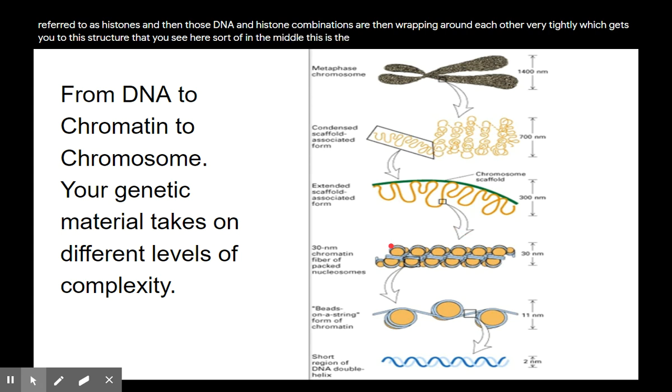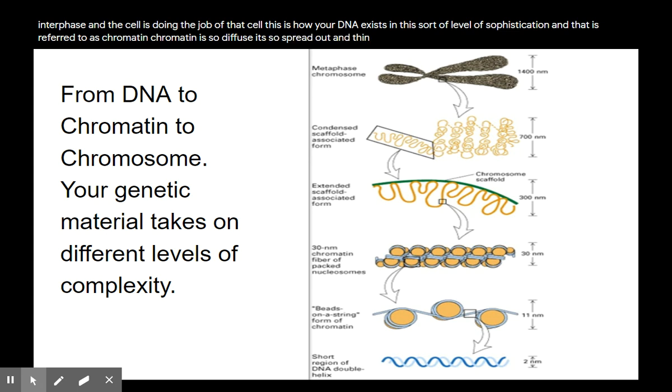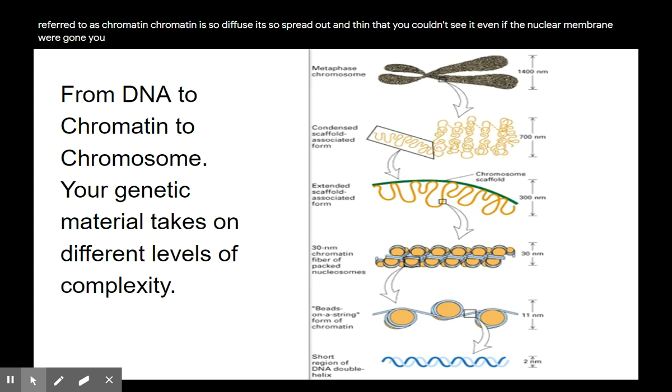This is the normal state of your genetic material. When a cell is in interphase and the cell is doing the job of that cell, this is how your DNA exists in this sort of level of sophistication. And that is referred to as chromatin. Chromatin is so diffuse, it's so spread out and thin that you couldn't see it. Even if the nuclear membrane were gone, you wouldn't see this material.